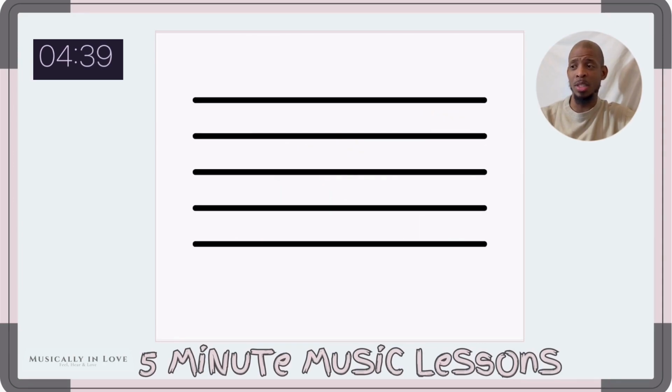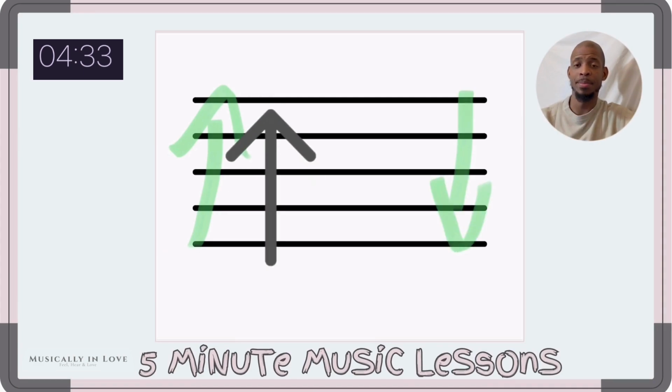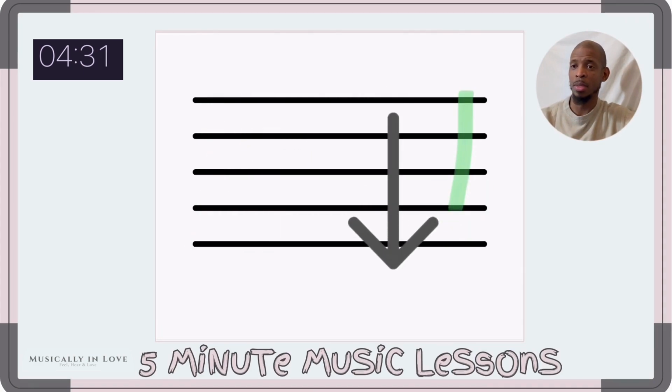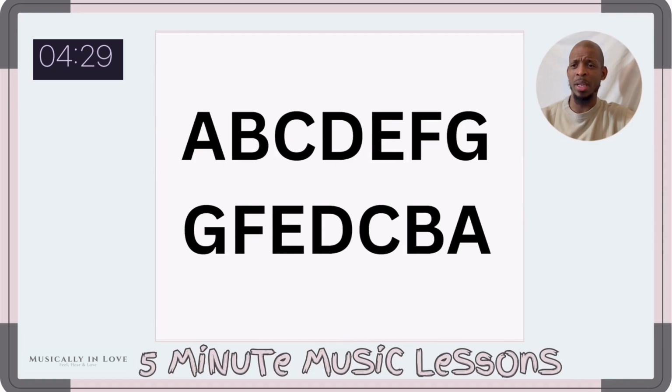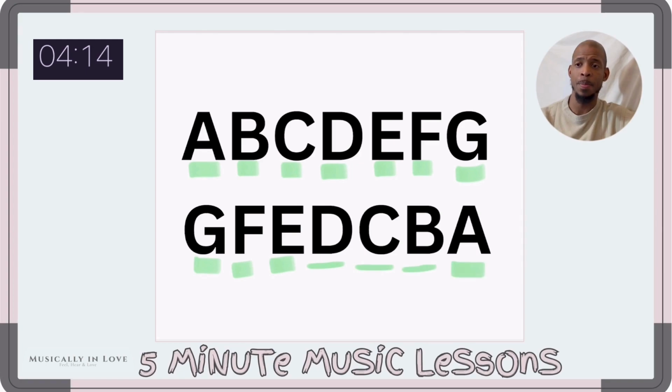The second thing you need to know is the difference between going up and going down. This is going up, this is going down. The third thing you need to know is the first 7 letters of the alphabet. And it would also help for you to practice how to do these letters going backwards. So going forwards is A, B, C, D, E, F, G. And backwards is G, F, E, D, C, B, A.